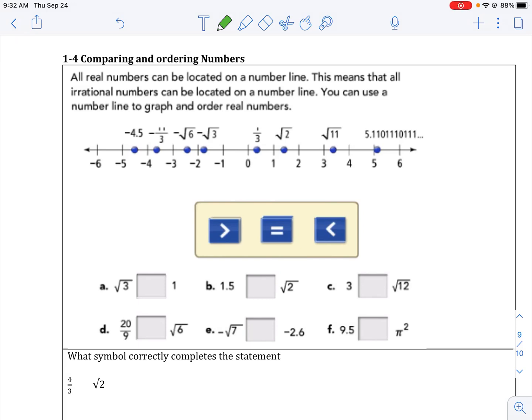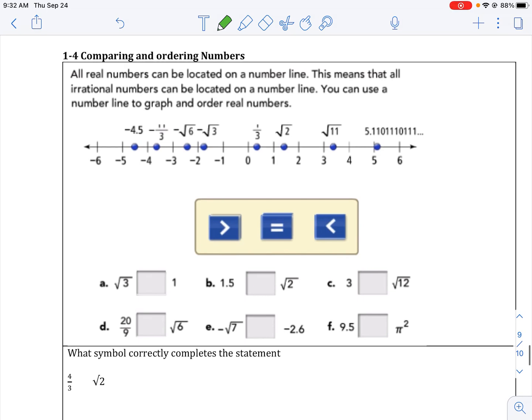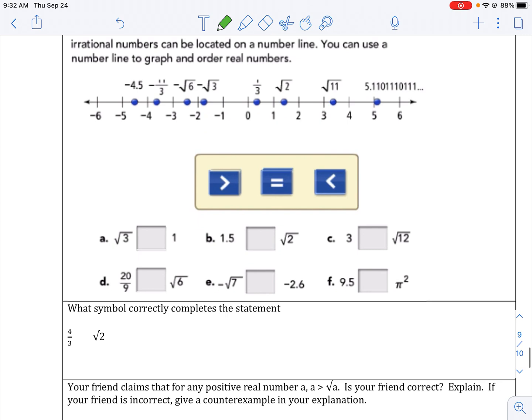So in this section, it talks about how all real numbers can be located on a number line. And that means that all irrational numbers can also be located on the number line, because real numbers are comprised of rational and irrational numbers. So let's use this number line to order these real numbers. You're going to need your calculator.